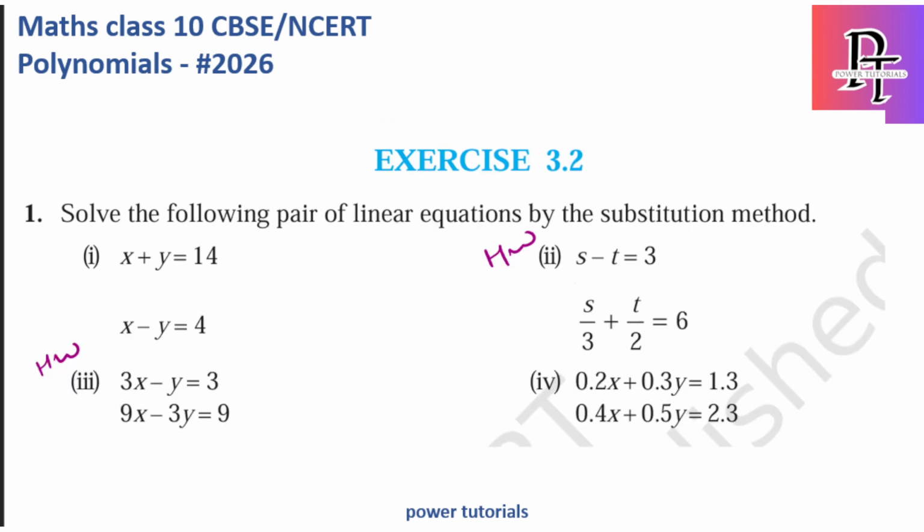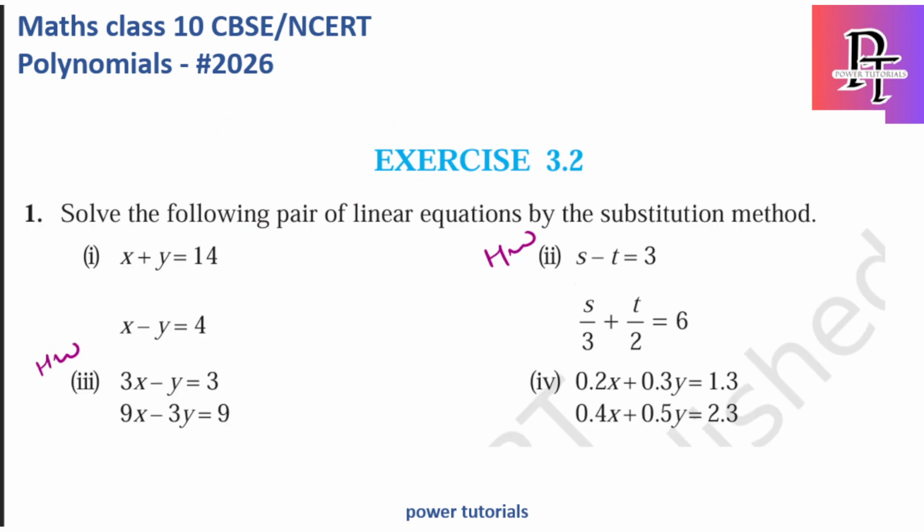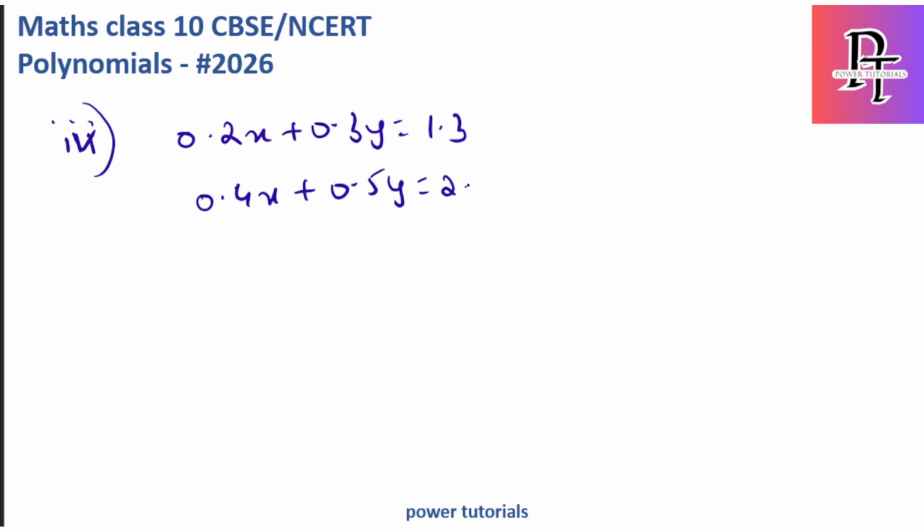Then 0.4x plus 0.5y is equal to 2.3. Solve using substitution is the question.